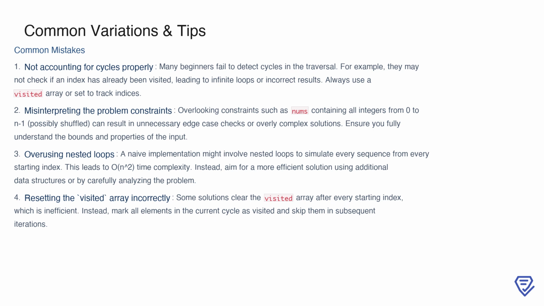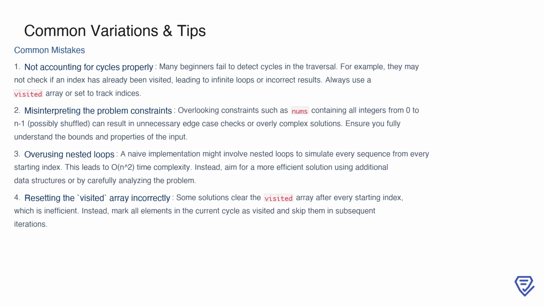Another pitfall is misunderstanding the problem's constraints. For instance, the input array always contains integers from 0 to n-1, just shuffled. If you miss this, you might spend time handling unnecessary edge cases or overcomplicate your solution. Additionally, avoid overusing nested loops. A naive solution might simulate every sequence from each starting index, which can lead to an inefficient O(n²) time complexity. Instead, focus on optimizing your approach.